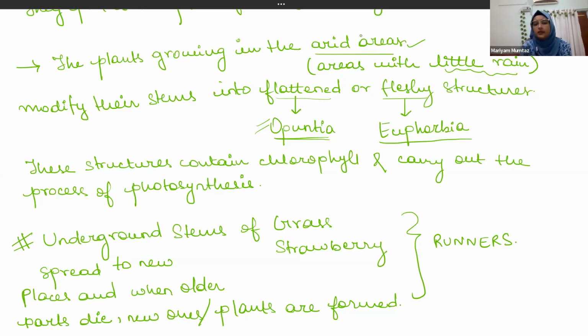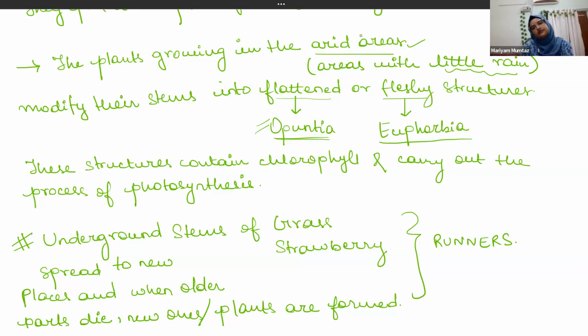So that is why the plants in the desert area or in the arid areas do not have leaves. They have a flattened stem or a fleshy stem that contains chlorophyll for photosynthesis. So here the stem performs photosynthesis instead of the leaves. Leaves are not present because of transpiration. If transpiration is going to occur, then the plant will die because it is not getting water from the soil, right? Because the desert areas or the arid areas have little to no rain.